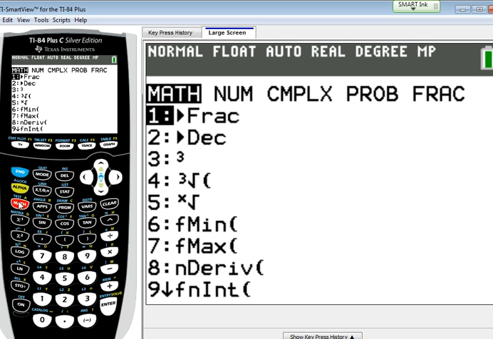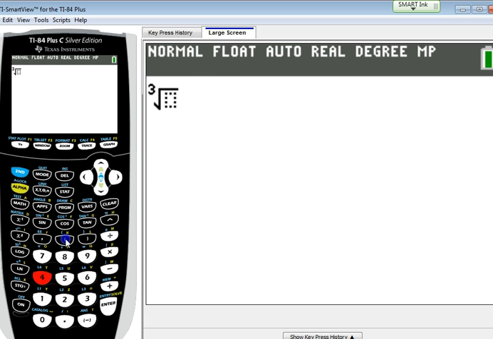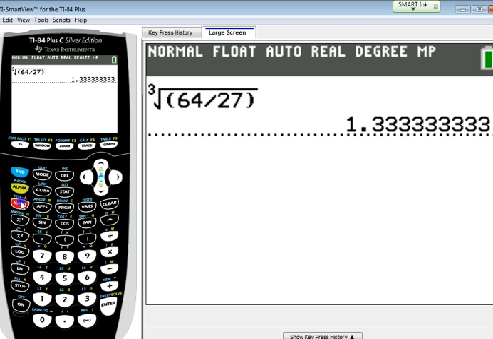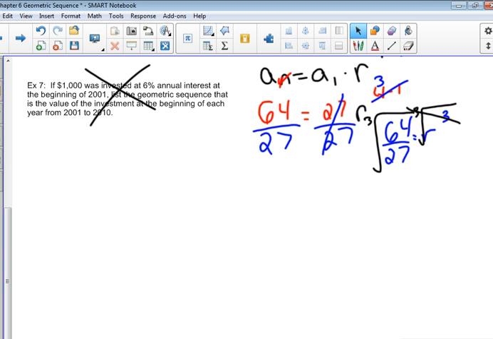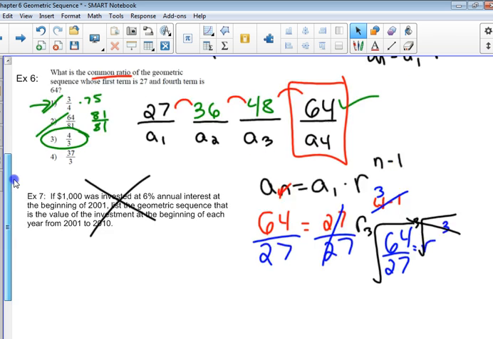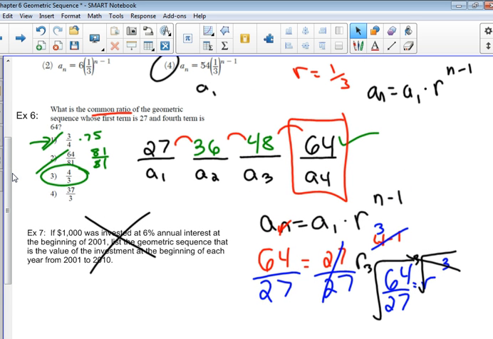See choice 4? How you have like a little 3 out there? So you can just do choice 4 and then type in 64 over 27. Hit enter, and use our math fraction key. You get 4/3. So both ways work. I know we didn't do a lot of cubic roots in here, but we do this. Great job. You guys did awesome.